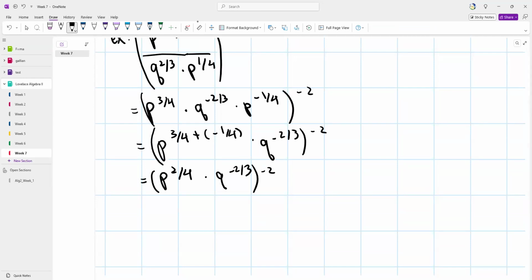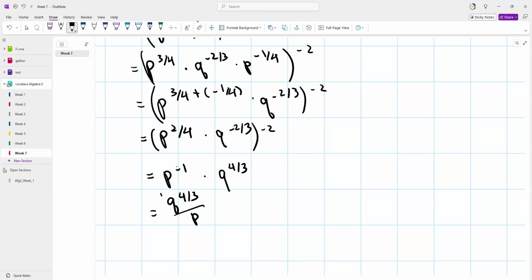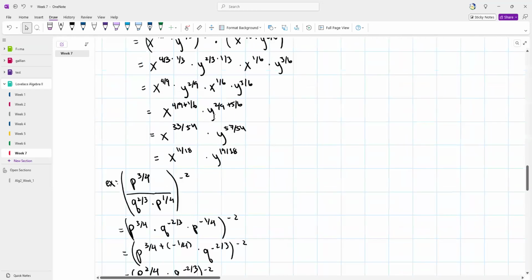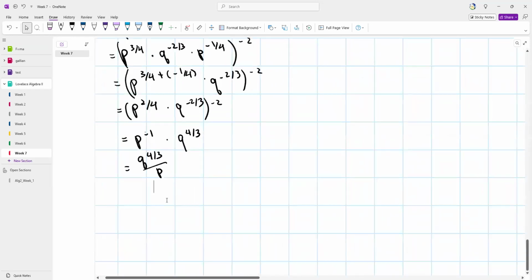Now that we have something we can't really simplify further inside the parentheses, we take all of this to the power of negative 2. So that would be p to the power of negative 1 times q to the power of 4 over 3. And when we have a negative exponent, that's not the nicest thing, so we have q to the power of 4 over 3, over p. So this is a way we can rewrite it. Those are rational exponents in general, and this serves as a foundation for radical functions. So let's get started into that.